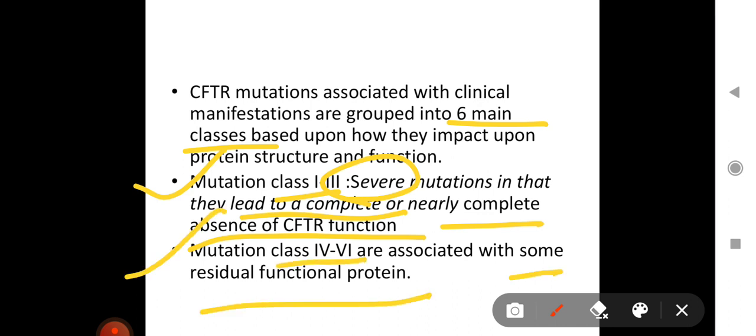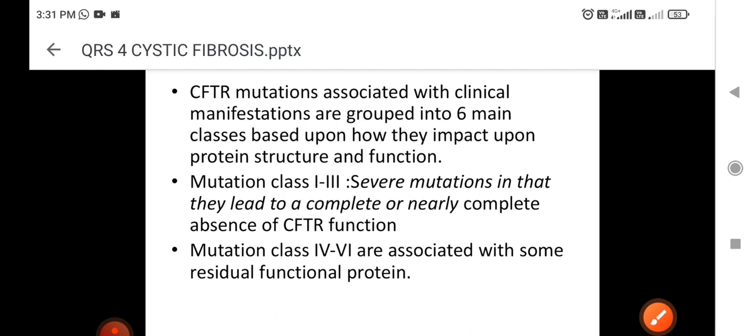residual functional protein. So just to understand, mutations of class 1, 2 and 3 are considered very severe. Why severe? Because there is complete or near complete deficiency of CFTR function, while class 4 to 6 are considered a little bit mild because some residual functional protein is left. The CFTR protein is somewhat functional.